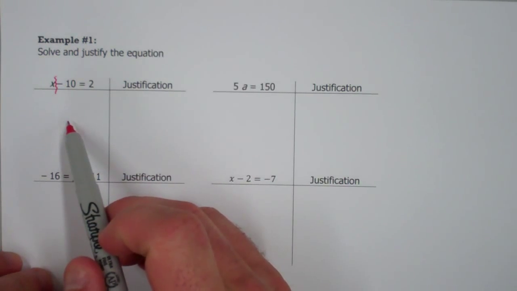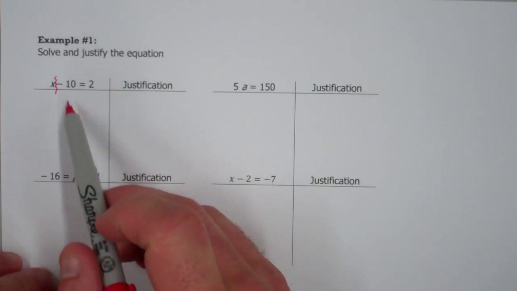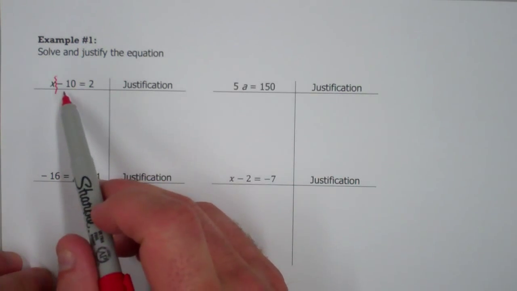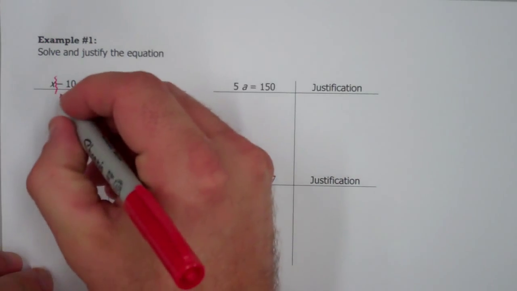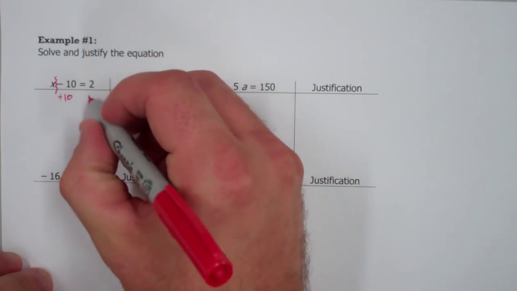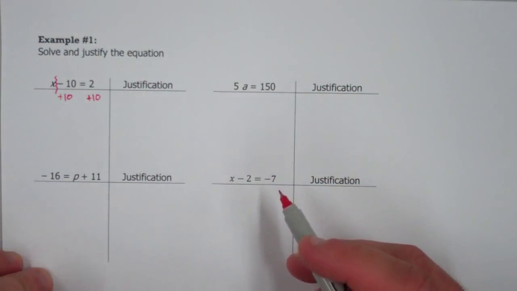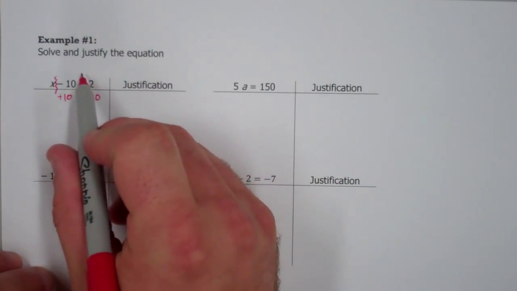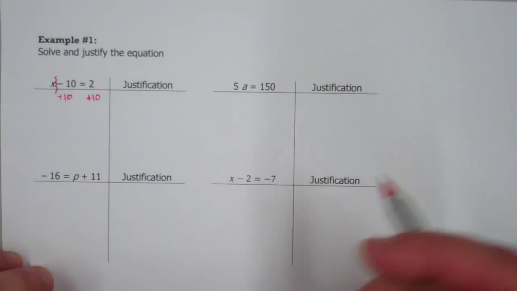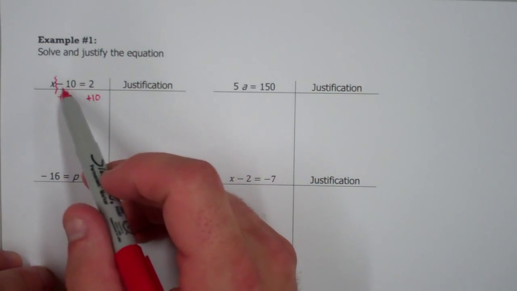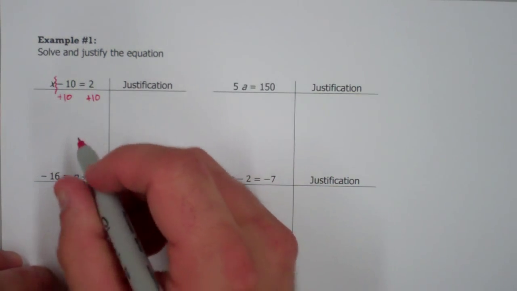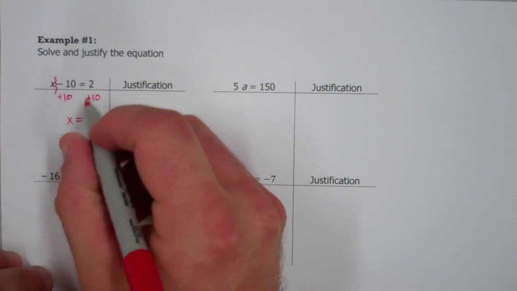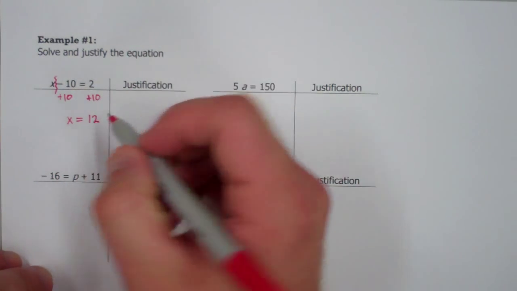There's an x and there's a negative 10. If we want the x to be by itself on the left side of the equal sign, we'll need to add 10 or do the inverse of subtraction here. So we'll add 10 to each side of the equal sign. Another very important thing when you're solving: do the same thing to each side of the equal sign. You'll maintain the balance of the equation then. So negative 10 plus 10 is 0, and we'll just have x. 2 plus 10 is 12.